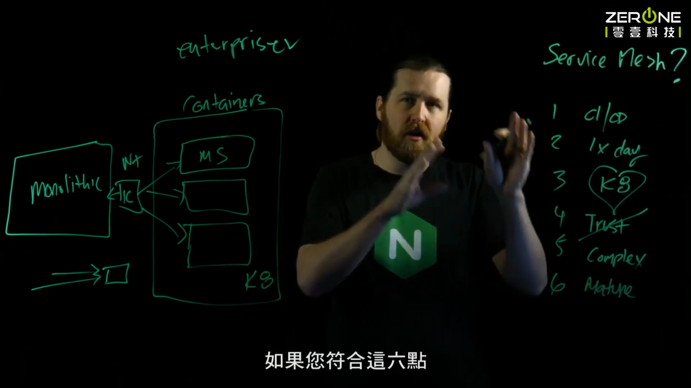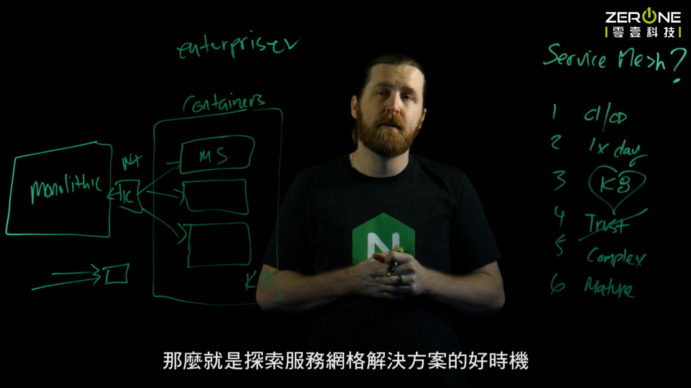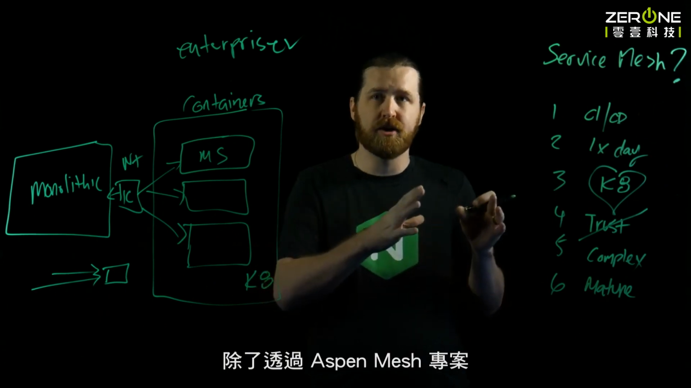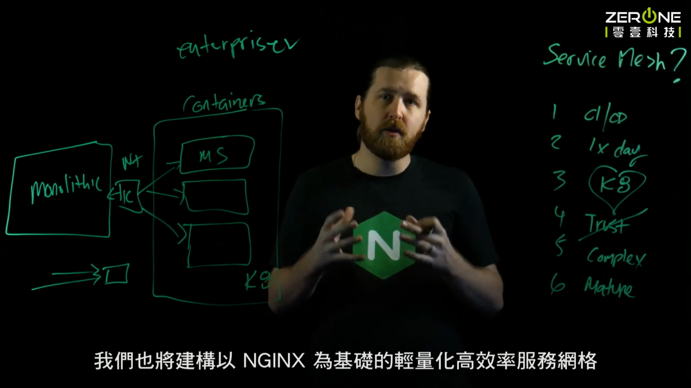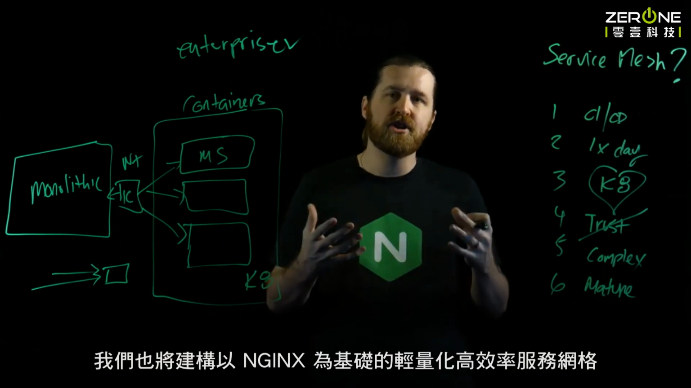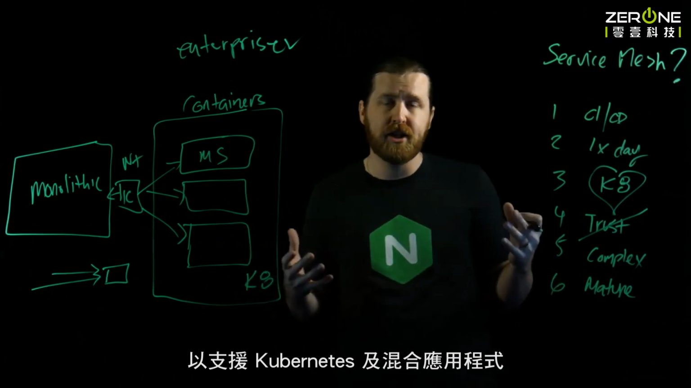If you answered yes to all 6 of these points, then it's a great time to explore service mesh solutions. Alongside our Aspen Mesh project, created to make Istio an enterprise-ready solution, we are also building a lightweight, efficient, NGINX-based service mesh to support Kubernetes and hybrid applications.